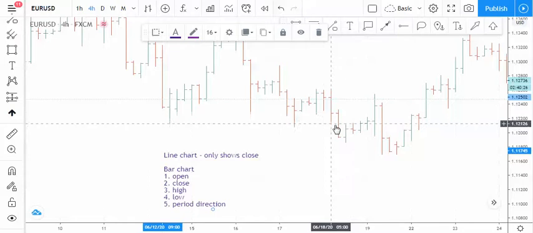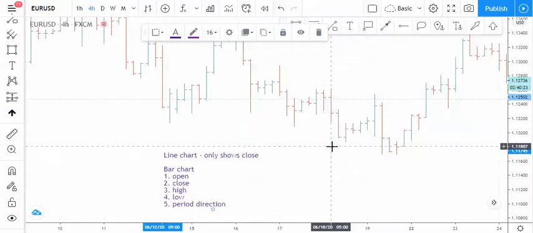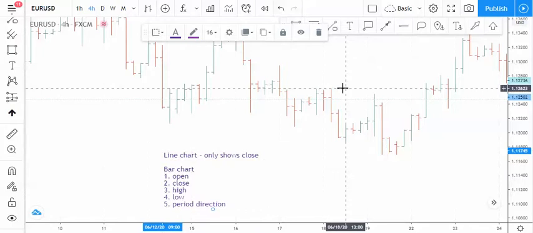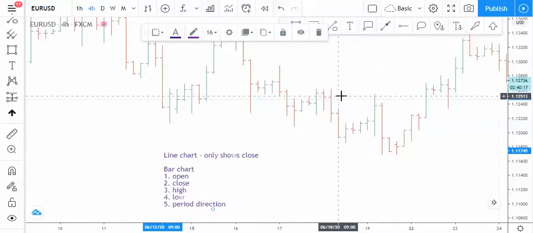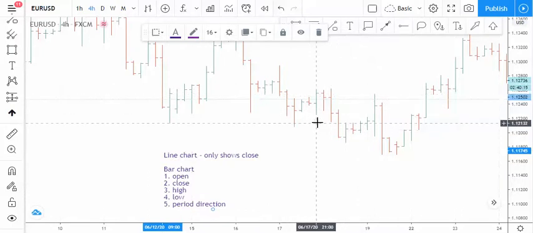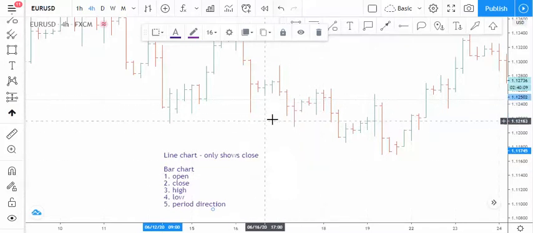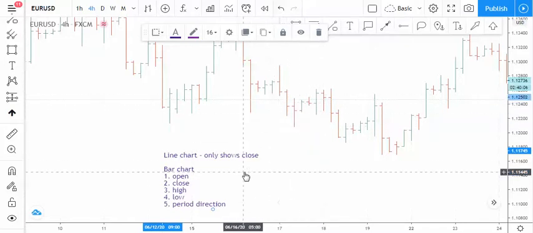The line above those two markings gives you the high and the low. So obviously the highest point is the highest price traded for that time period, and the lowest point is the lowest price that traded for the time period. And finally, the color of the bar will tell you the direction.